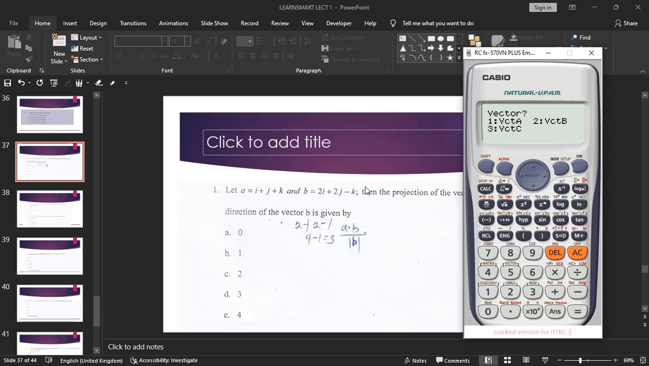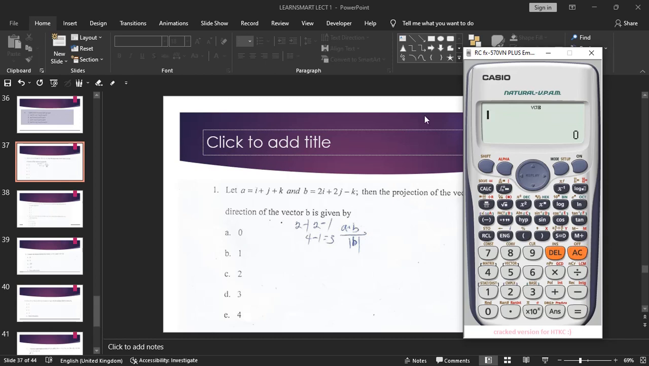So you want to insert your first vector A. Click on 1. These are three values, i, j, k, so you click on 1, and then you start inserting your values. So i is 1, j is 1, and k is 1. After that you click on AC.